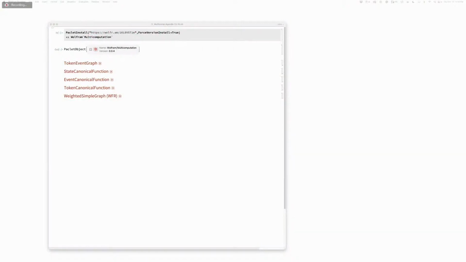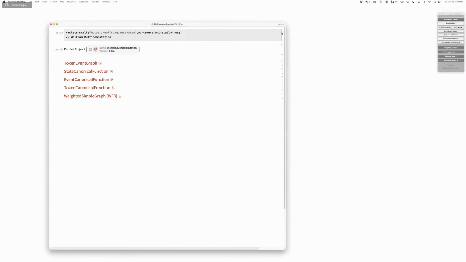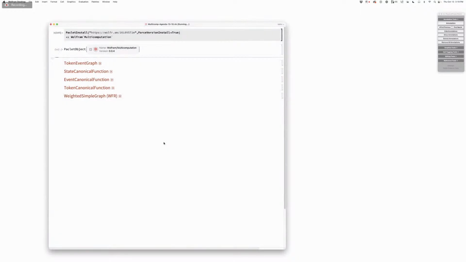Okay, hi everyone. We are continuing our discussion about multicomputation and programming around multicomputation. And I think Nick has, let's see, do I need to run this initialization cell here? Yep. So this is just basically a few new properties and options that are added to the multi-object. Nick, what's this?